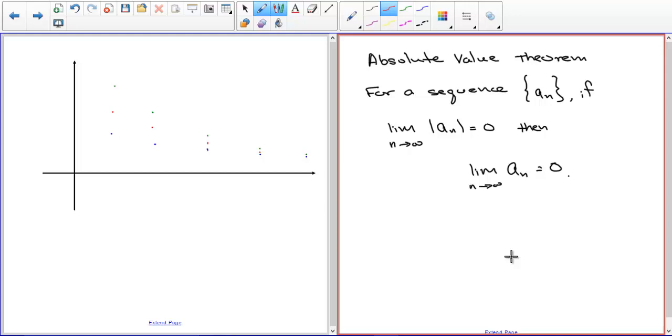There's also an absolute value theorem for a sequence. It says if the limit as n goes to infinity of the absolute value of A sub n is equal to 0, then the limit as n goes to infinity of A sub n is equal to 0. And you might think, okay, give me an example of that. Well, let's say A sub n is equal to -1 to the n times 1 over n.